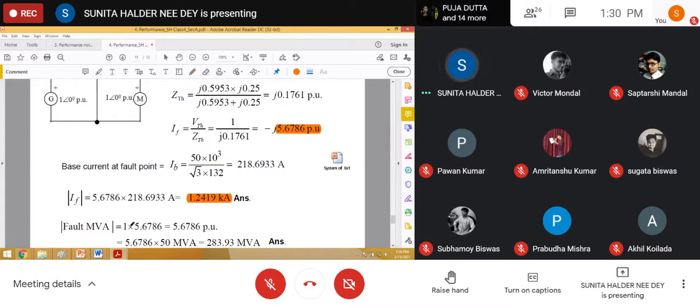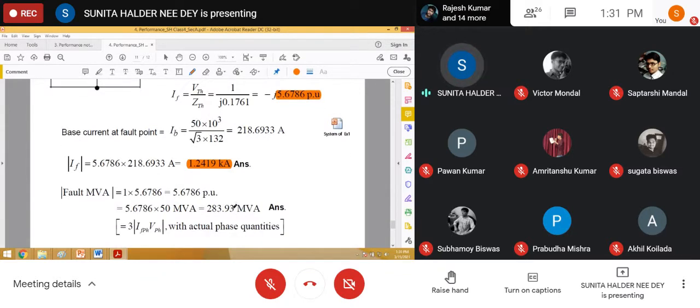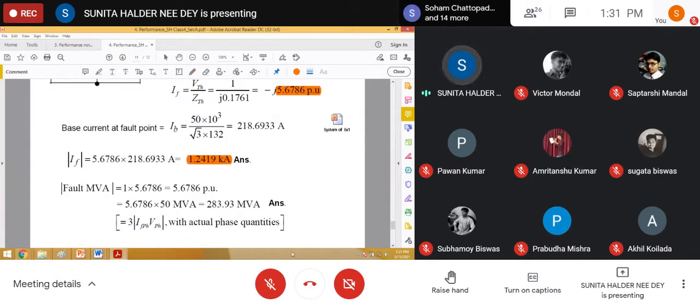So you may take the pre-fault bus voltage as 1 per unit and the fault current is 5.6786. I have not written minus j because I am calculating the magnitude of it. So it is this much per unit. Now our base MVA is 50. So it is this much MVA. Now if we want to calculate in actual quantities, then we have to think about 3 or root 3. So it will be 3 I phase V phase or root 3 IL VL in that way. So this is the thing. This type of problem you try yourself also.